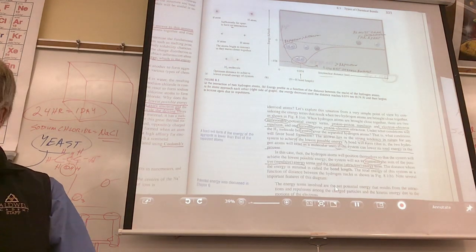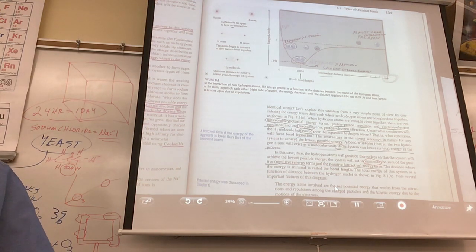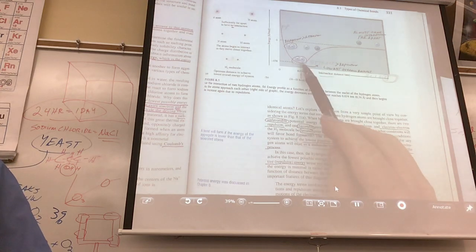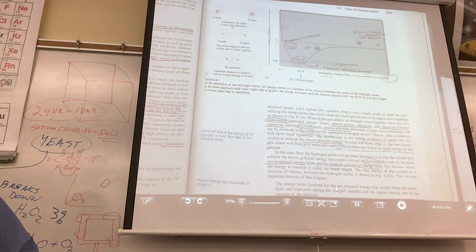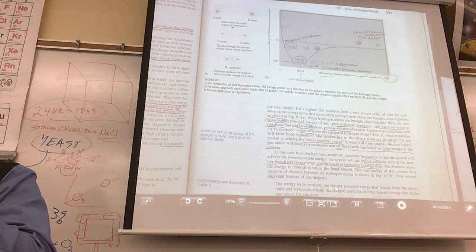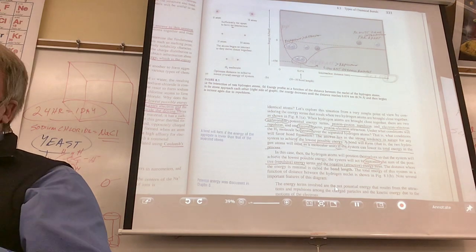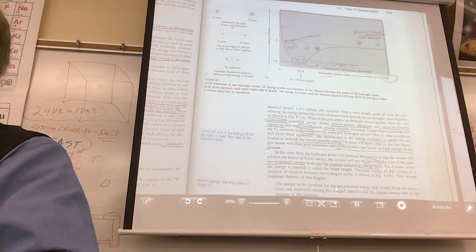So are they still being repelled? Yes. Are they being attracted? Yes. But the minimum energy of this compound is right about here. It's a compromise between repulsion and attraction, and that's how you get this thing called a bond length. Anyway, I don't want to put very much of that on the test. I just want to show you because we're talking about covalent bonds here.